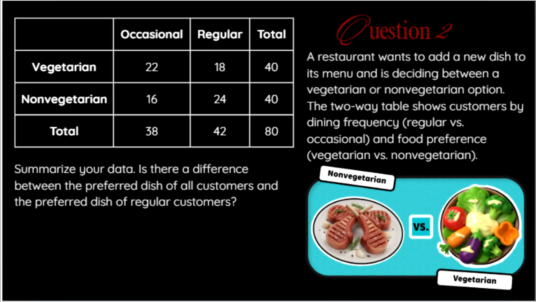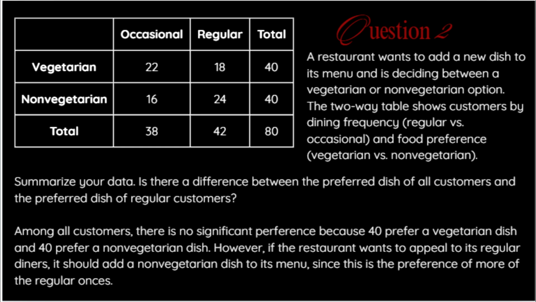Okay. Question number 2. A restaurant wants to add a new dish to its menu and is deciding between a vegetarian or non-vegetarian option. The two-way table shows customers by dining frequency, regular versus occasional, and food preference, vegetarian versus non-vegetarian. Summarize your data. Is there a difference between the preferred dish of all customers and the preferred dish of regular customers? Pause it, figure it out, come back.